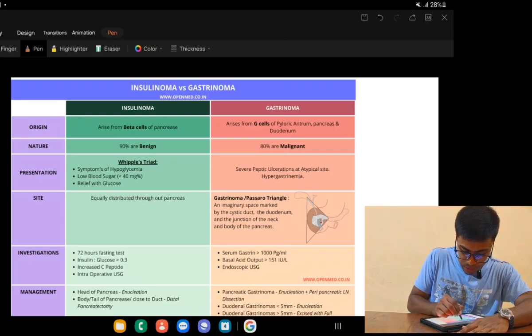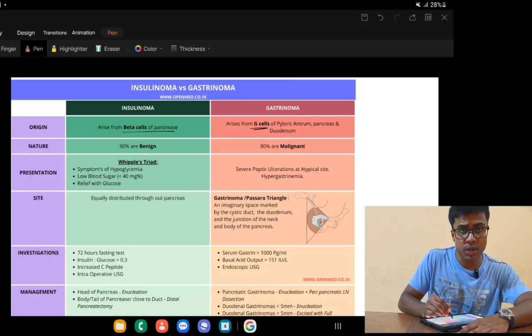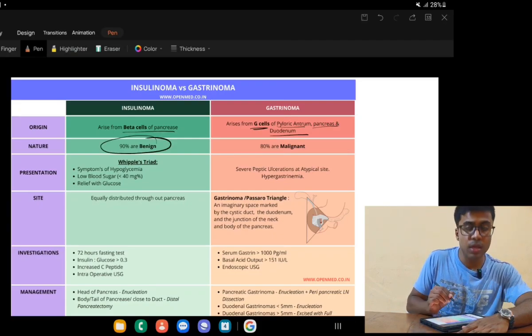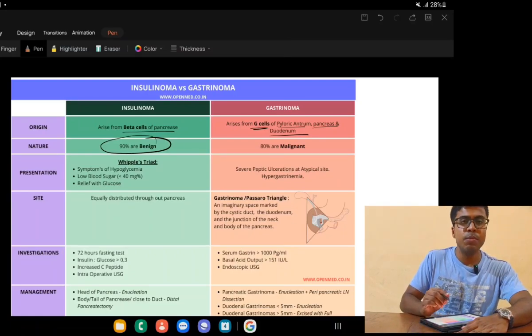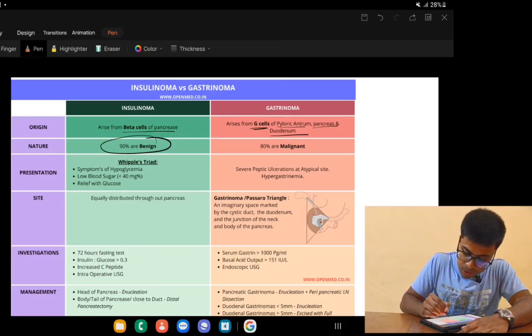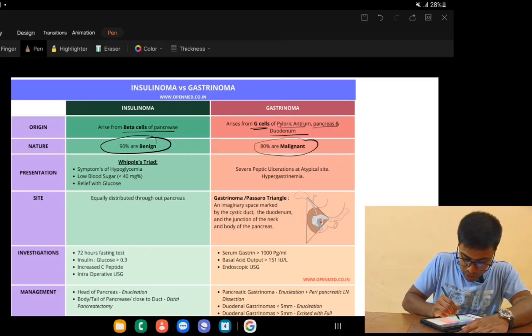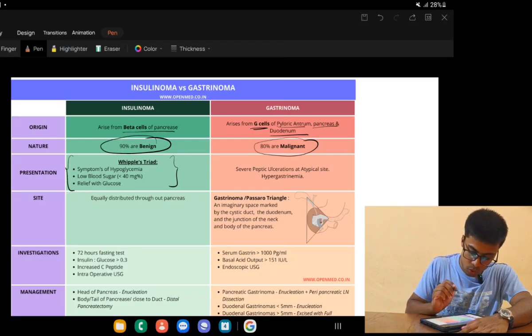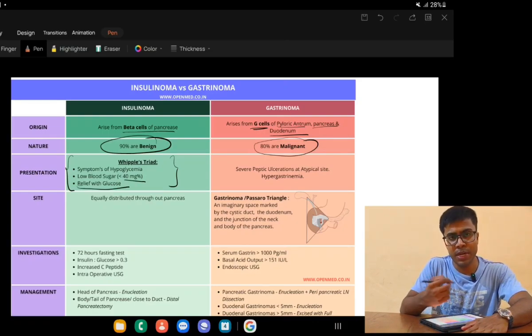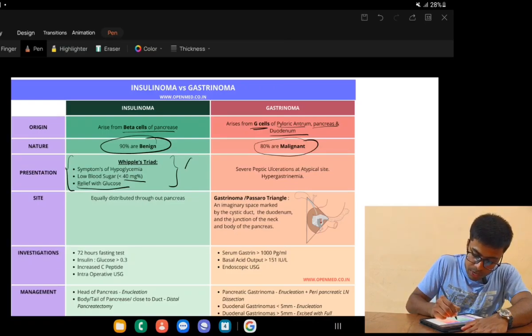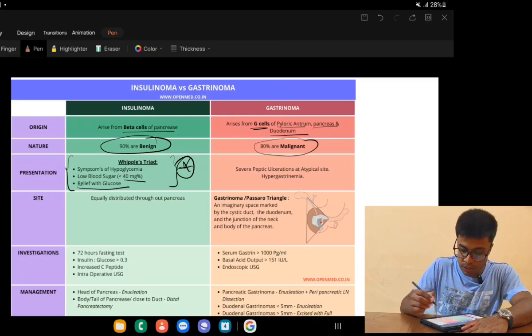First let's discuss insulinoma. It arises from the beta cells of the pancreas. Gastrinoma arises from G cells, G for gastrinoma and G for G cells of the pyloric antrum, pancreas and duodenum. 90% of insulinomas are benign, and 80% of gastrinomas are malignant. Whipple triad comes under insulinoma. It contains symptoms of hypoglycemia, low blood sugar less than 40 mg%, and relief with glucose. So this is the Whipple triad. We have got our answer. Still we will discuss further.